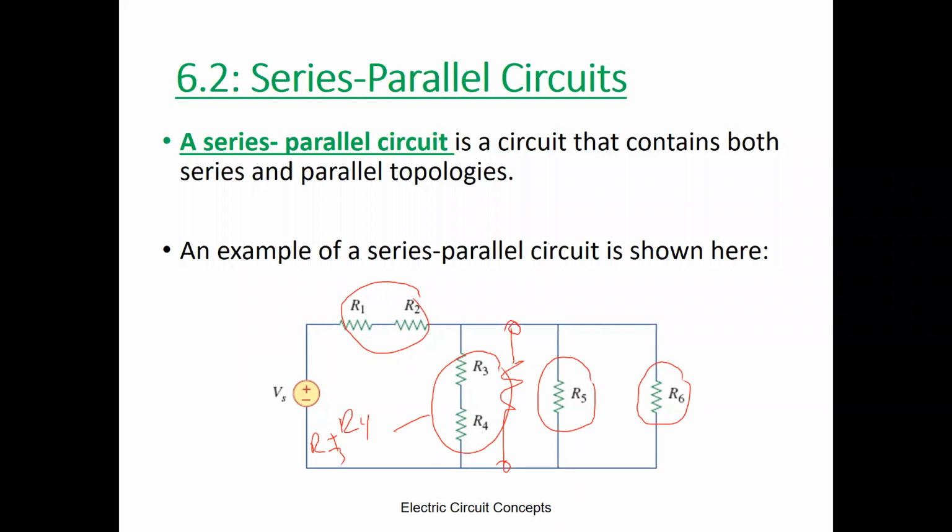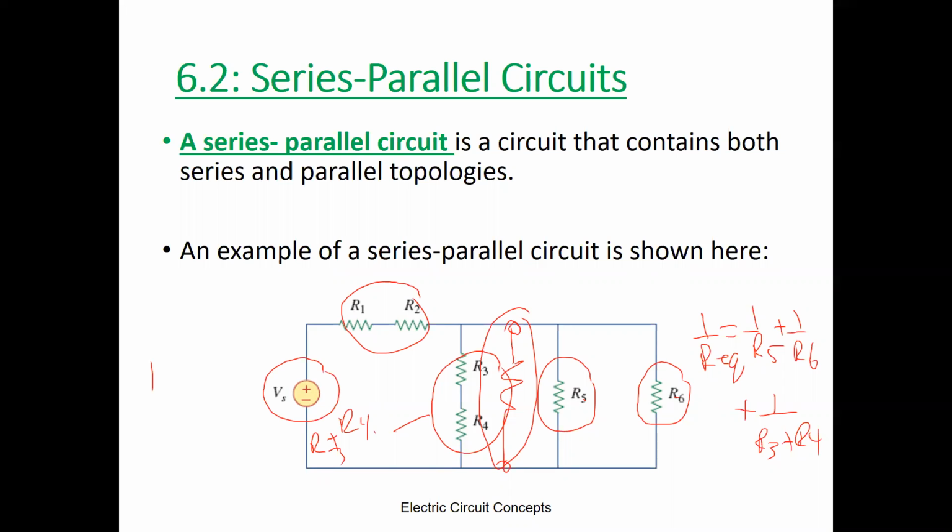Now we have this resistor, which is a combination of R3 and R4, in parallel with R5 and R6. We can use the formula: 1 over R equivalent is equal to 1 over R5 plus 1 over R6 plus 1 over the sum of R3 plus R4. Then to find R equivalent, we take the reciprocal of both sides. Then R equivalent will be added to R1 and R2. So now we have one complete circuit. It has one voltage source Vs and one resistance, we call it R equivalent.